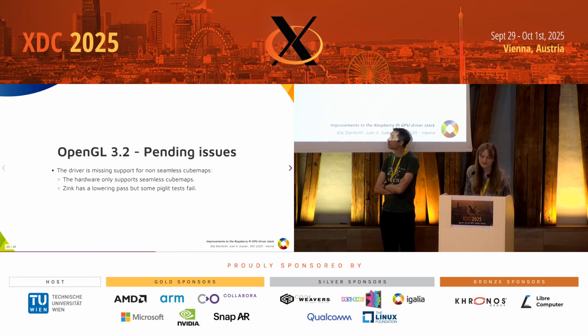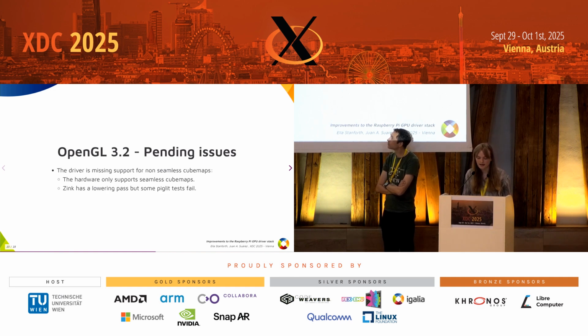We still have some pending features that need to be implemented for OpenGL 3.2. The main one is non-seamless cubemap support. The hardware only supports GLES-style seamless cubemaps.